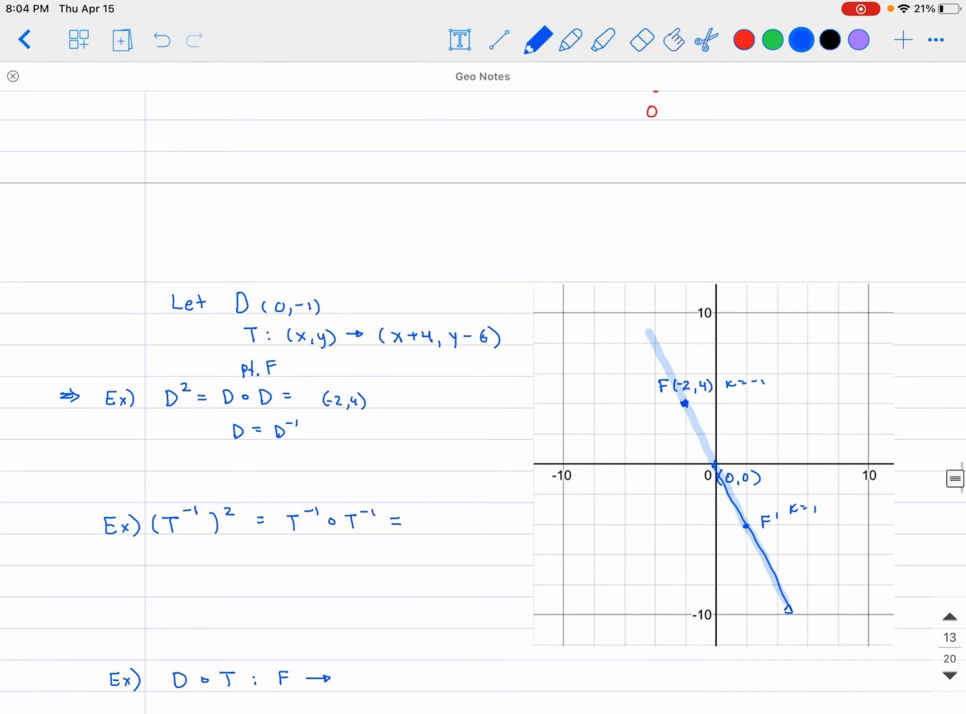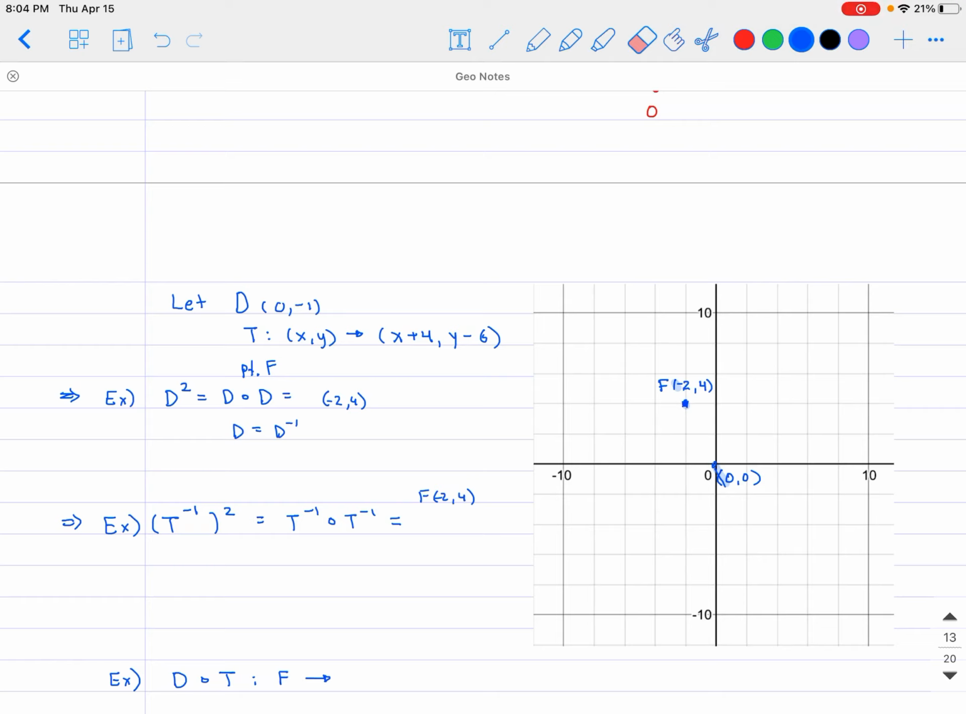Okay, number 2. This time I am going to do a translation, and I want to do the translation with the inverse, and we're still going to be using point F over here. So we're going to first look at this point F, which is -2, 4. So let's go ahead and erase that part, and erase all of these guys.